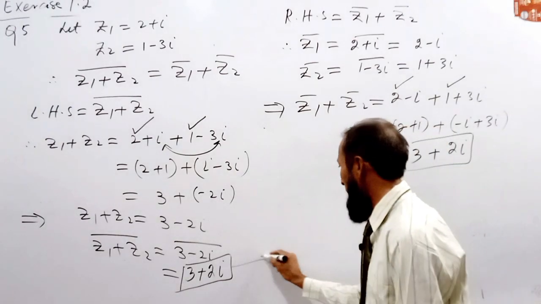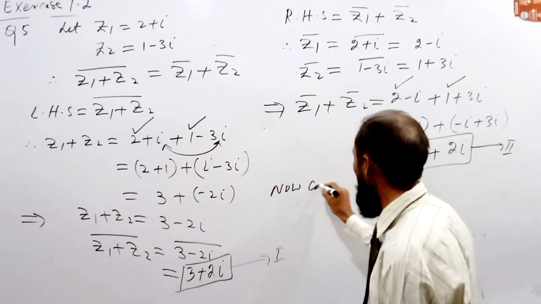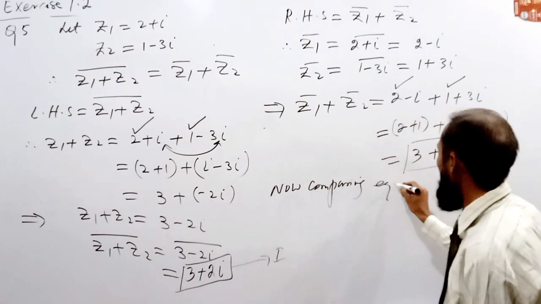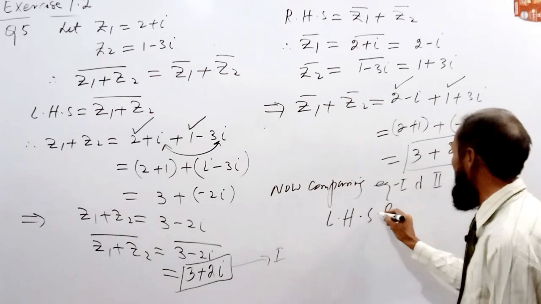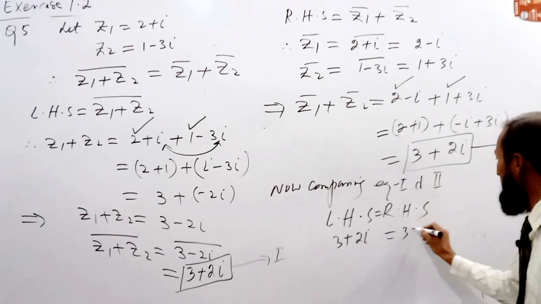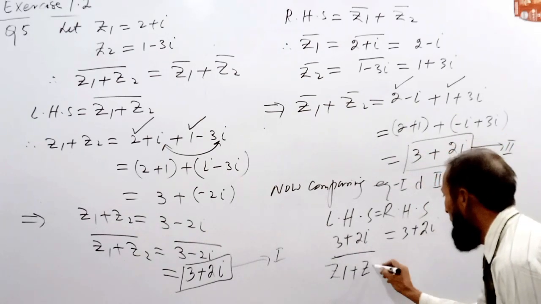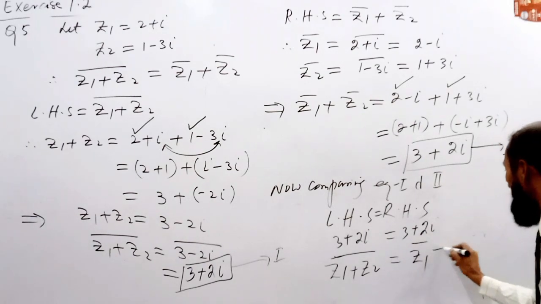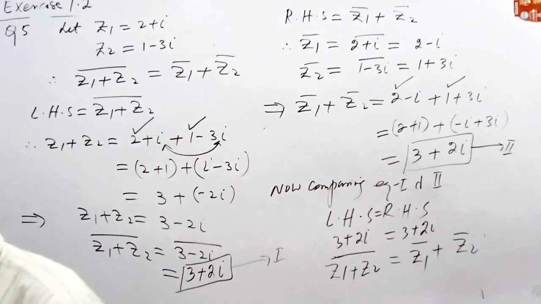So now comparing equation number 1 and equation number 2, both results are equal, so left hand side is equal to right hand side. Both results are equal: 3 plus 2 iota. It means that (z1 plus z2) whole conjugate is equal to z1 bar plus z2 bar individually. Both results are equal to 3 plus 2 iota.